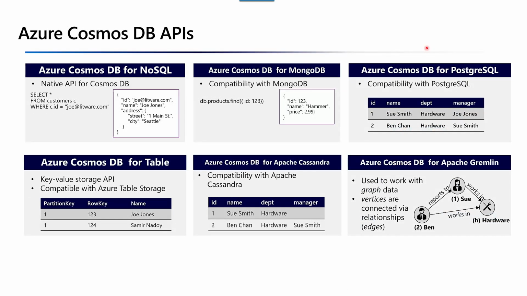Here are the database APIs. So Cosmos DB for NoSQL, this is the native API. This is a native API for Cosmos DB.